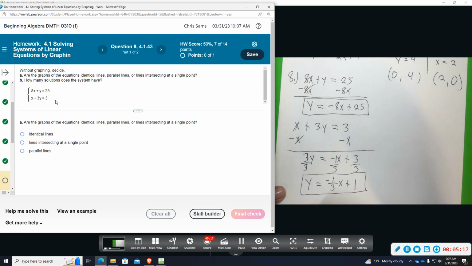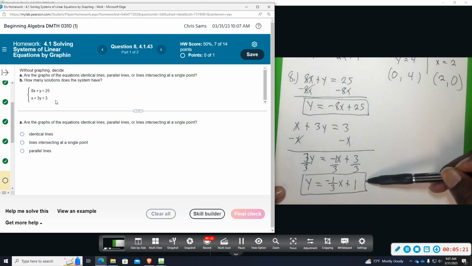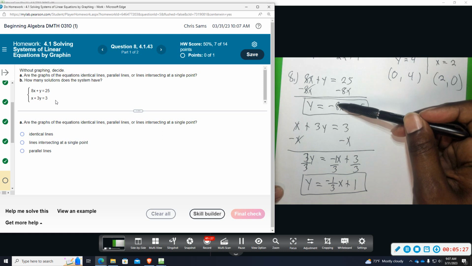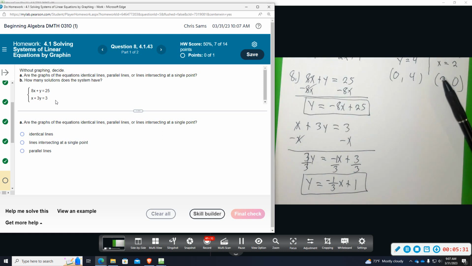Okay, so now that they're both in slope-intercept form, I can see they're different equations, so they're not going to be the same line. They have different slopes, so they aren't parallel. So that means that they will intersect at one point.